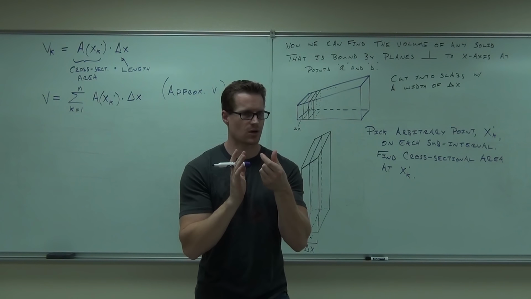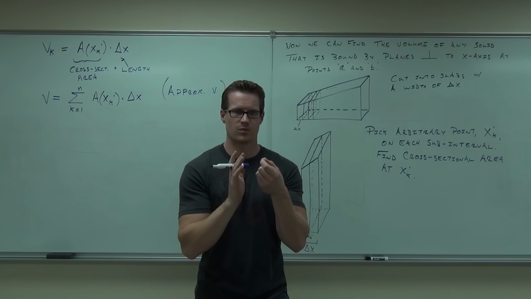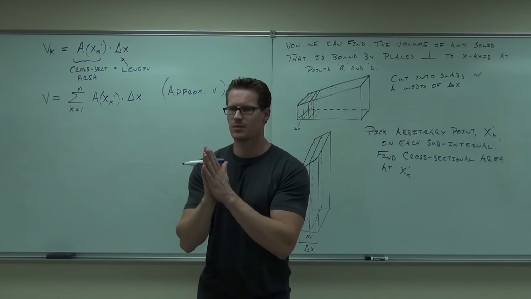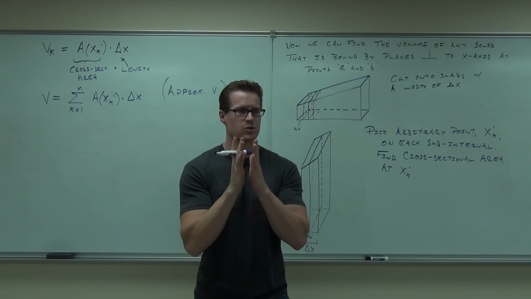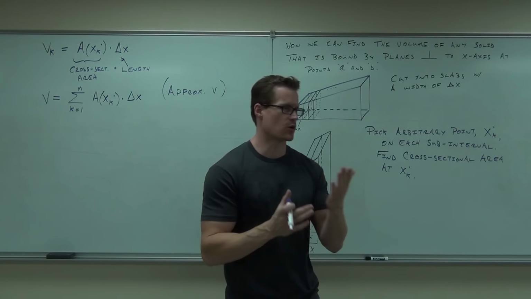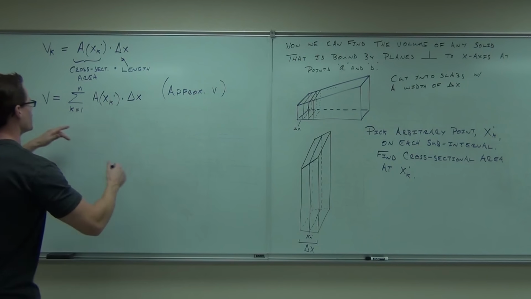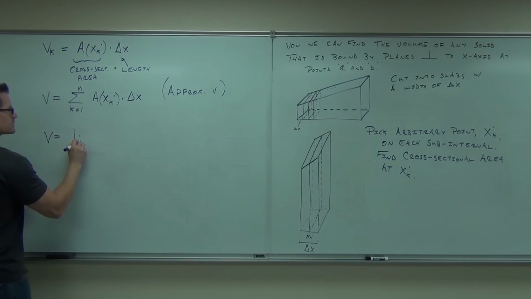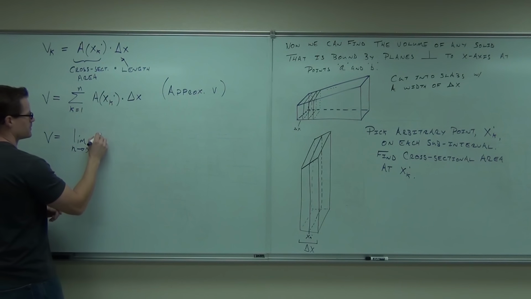If delta x were zero, you get a volume of zero. That wouldn't make any sense. So you have to have something there. But it's so small that it's not going to be an approximation anymore. It's so small that that's going to be exactly what the volume is. So yeah, exactly. Take a limit. So this is an approximation. How I make it exact is I take the limit as n goes to infinity of this same thing that we had.